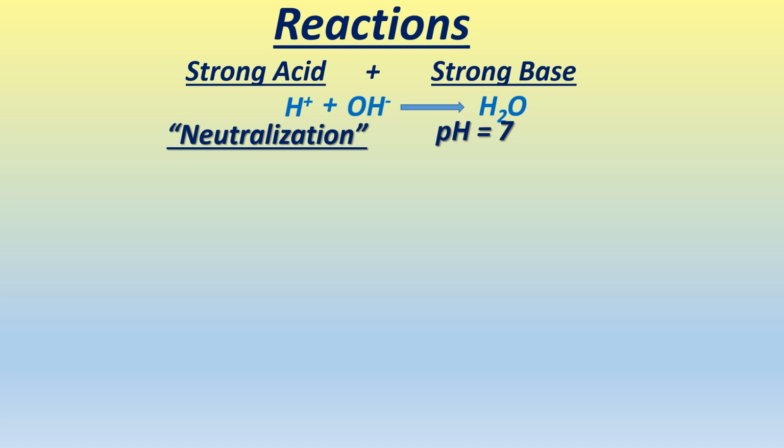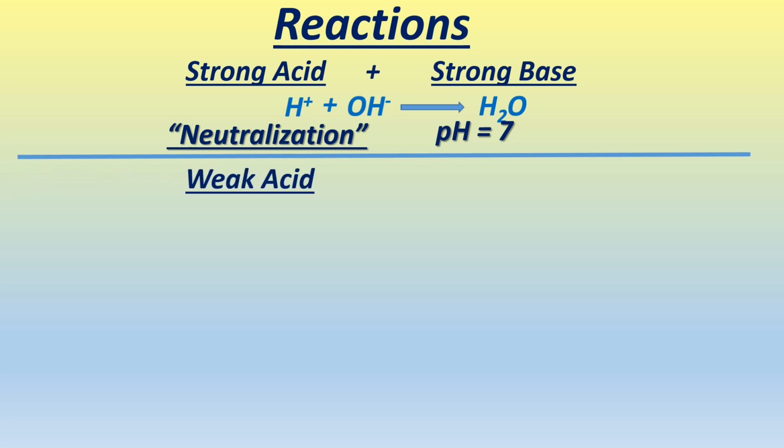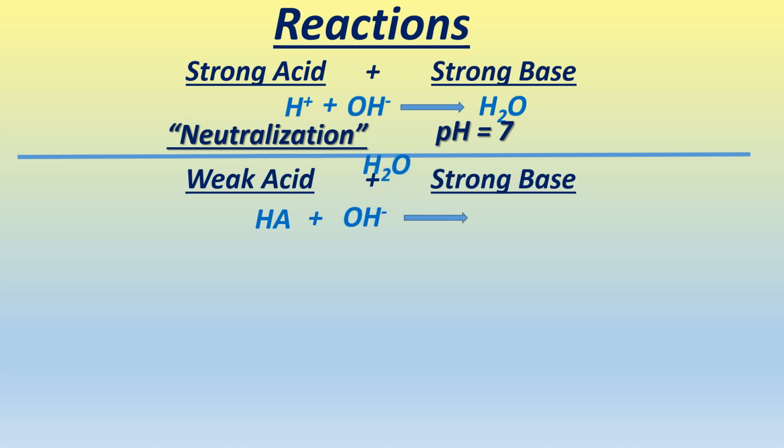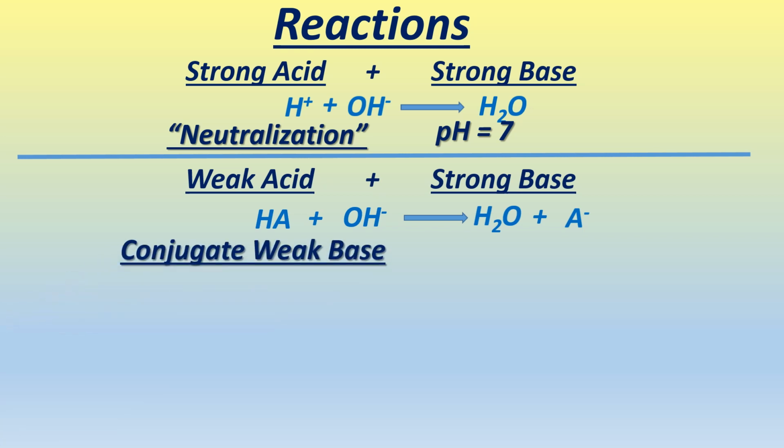If, on the other hand, I react a weak acid such as HA with a strong base, anything that donates OH minus, you'll see the H plus will be donated to the OH minus to give water, and the remaining A minus is now the conjugate base. So any weak acid plus strong base produces the conjugate weak base, and therefore the end point of the reaction will have a pH of greater than 7.